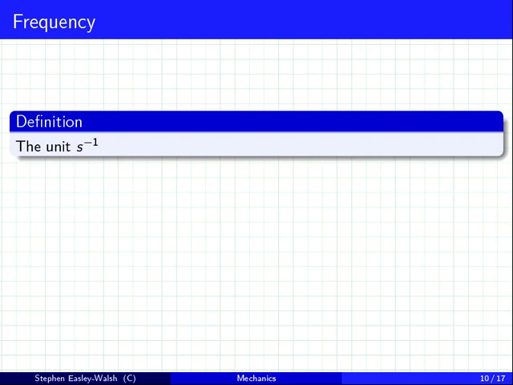Does anyone know the name of this special unit per second? Think about it. Correct. The unit per second is often called the hertz. That is, 1 hertz equals 1 per second. You should write that down. I'm guessing Hertz was a famous scientist. Yes. Physicist.